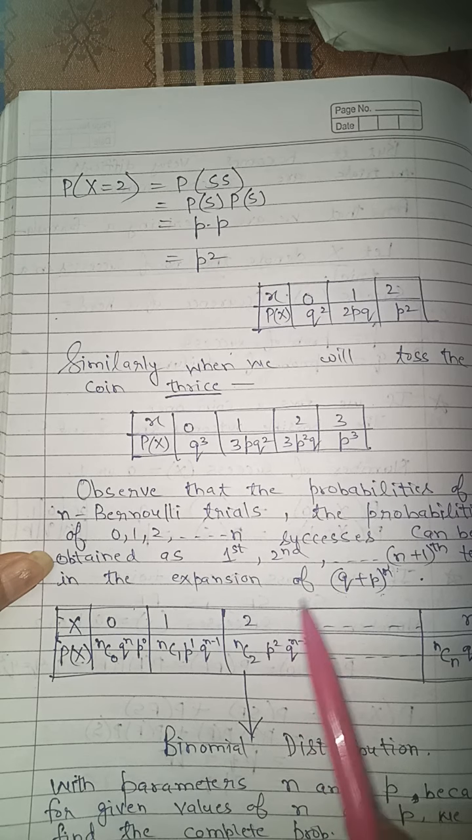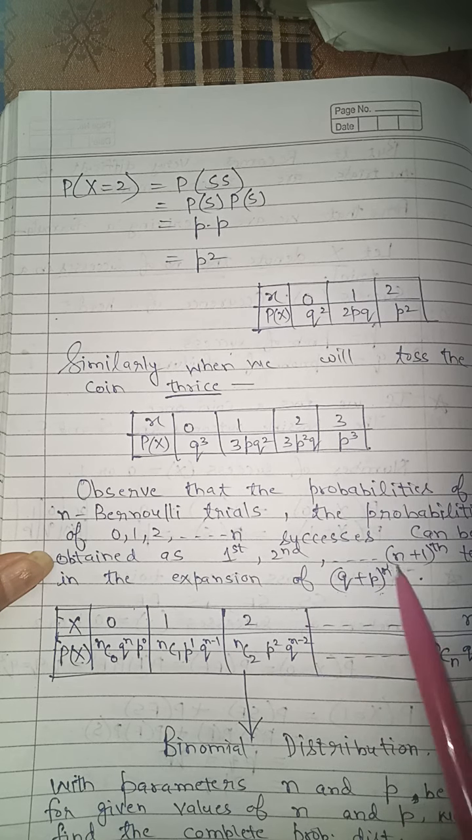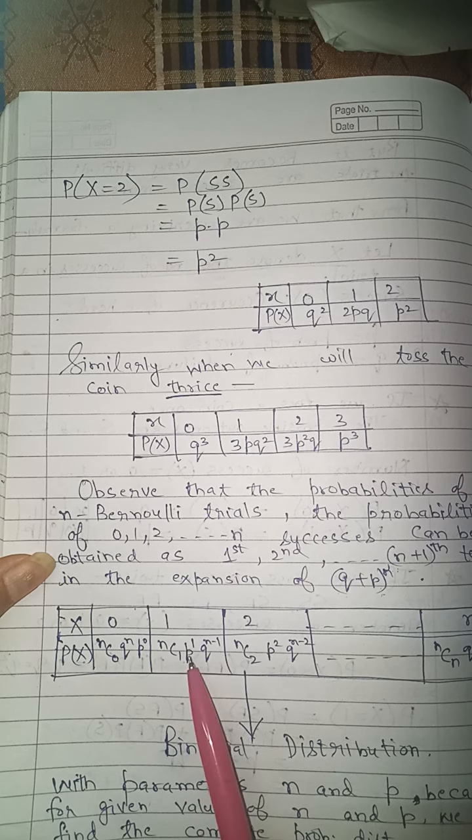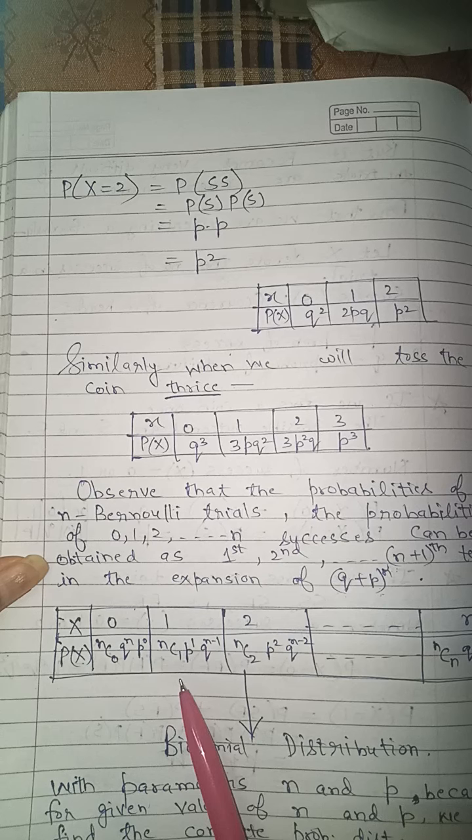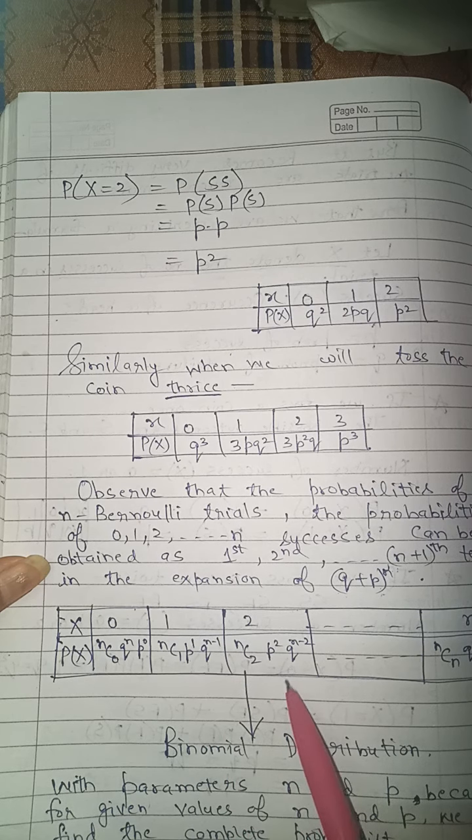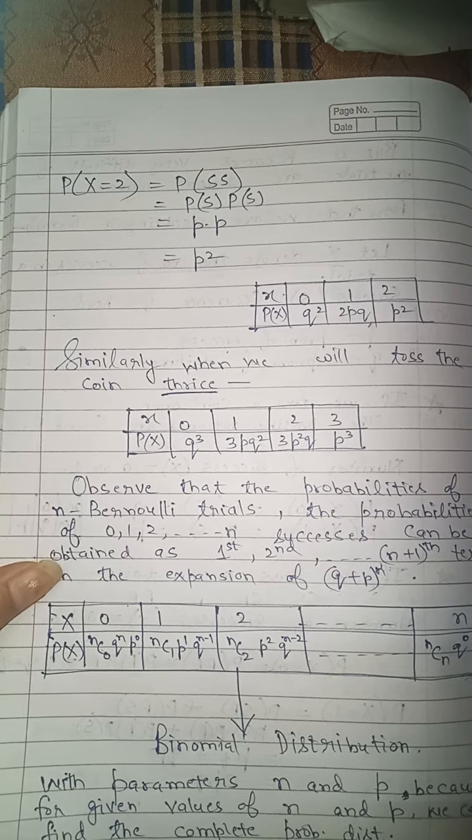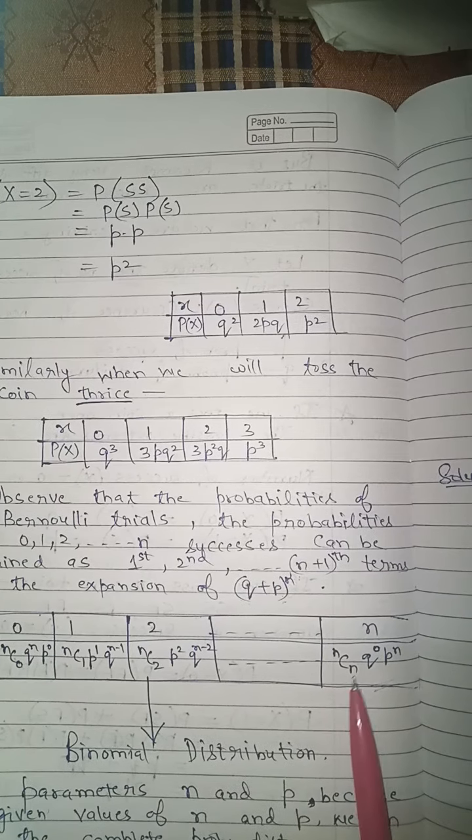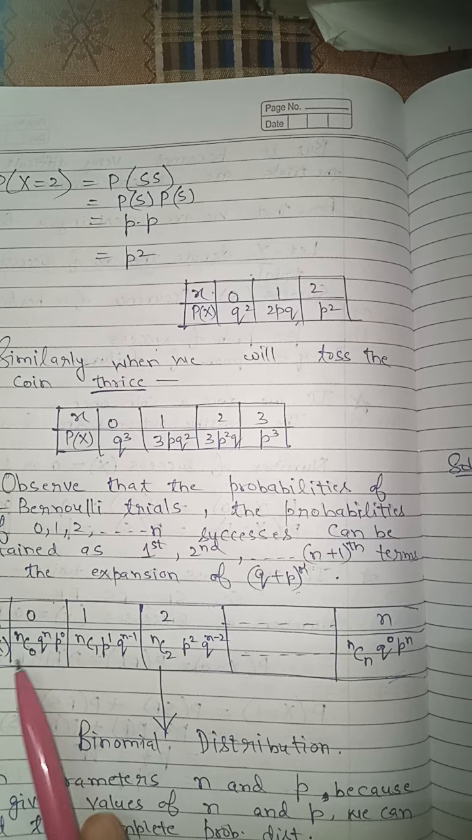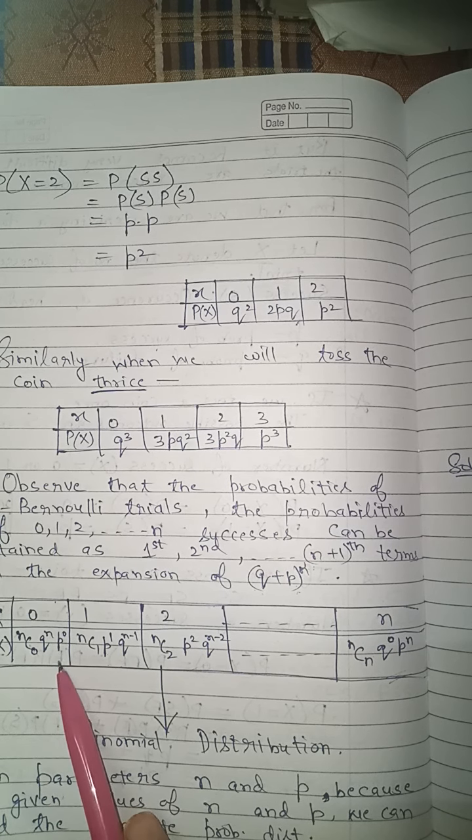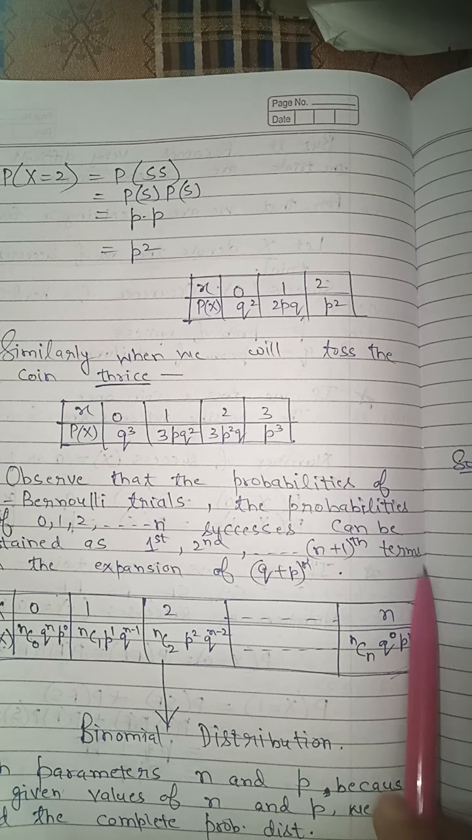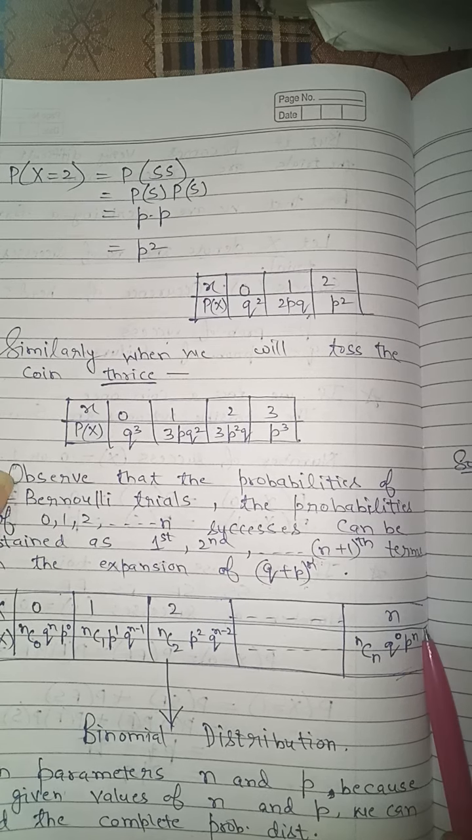For 0, just expanding this according to the binomial theorem which we have read in class 11th. This is the first term, this is the second term, this is the third term, and this is the nth term. Here the parameters are mainly n and p. If I get p, then easily I can find q and we can complete the full probability distribution table.